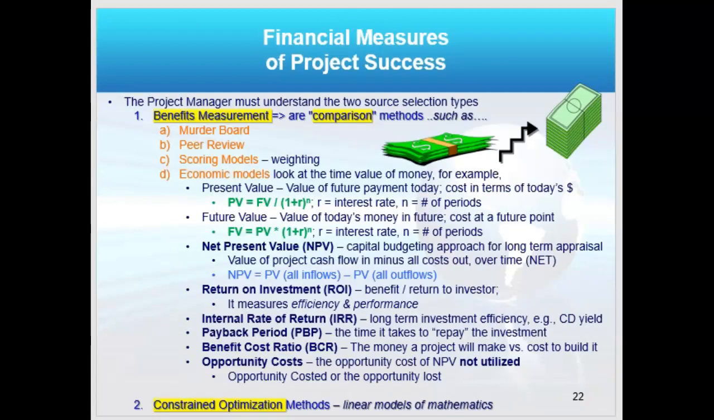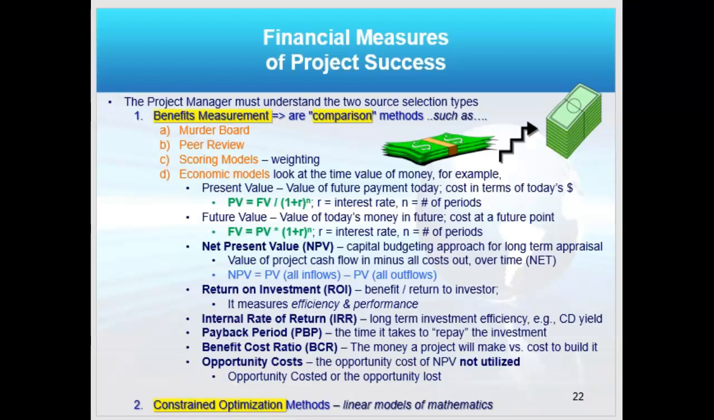Now, this slide shows you how project success is defined in terms of financial measures. Notice there are two ways to financially measure project success. There's either benefits measurement, number one, or if you jump down to the bottom, constrained optimization. All you need to know about constrained optimization is that these are linear models of mathematics. That's it. We aren't mathematicians, we are project managers. We are integrators of all, knowledgeable of all, experts at none. Not none, but still, you get what I'm saying.